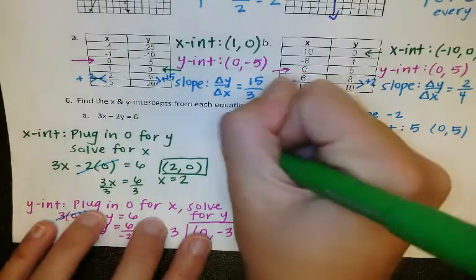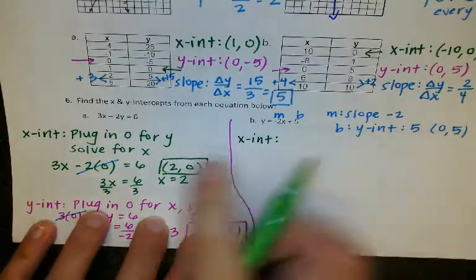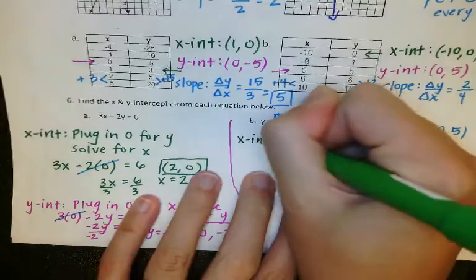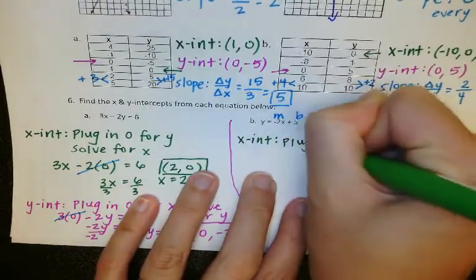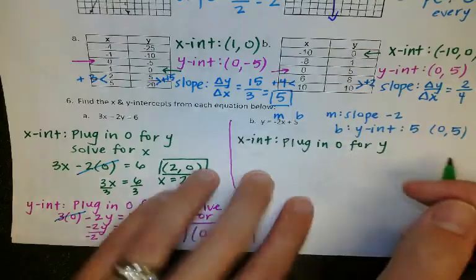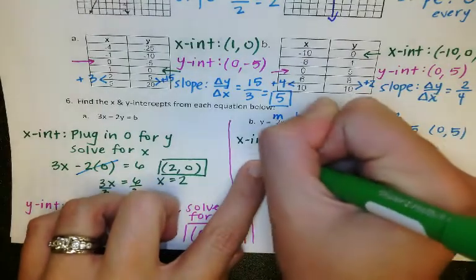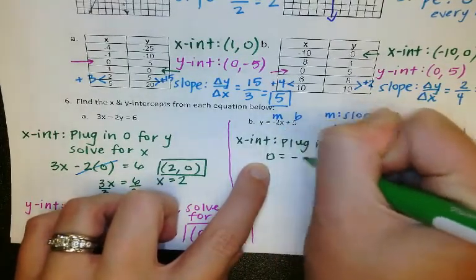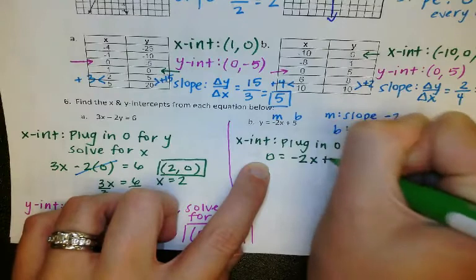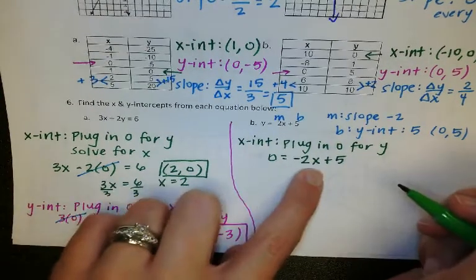Okay, so let's look at the x-intercept. We're going to follow the same steps. Plug in 0 for y. So when I write this equation, I'm not going to write y. Instead, I'm going to put 0 equals -2x plus 5. And now we need to solve for x.